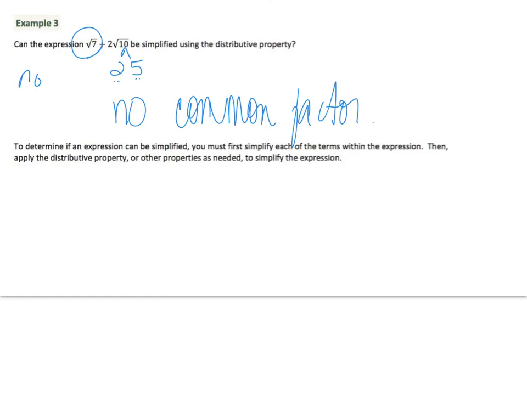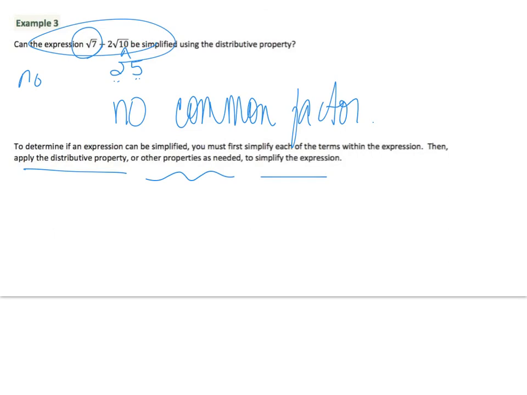To determine if an expression can be simplified, you must first simplify each of the terms within the expression, then apply the distributive property or other properties as needed to simplify the expression. So I tried to simplify this to get a common factor, and I couldn't find a common factor. And that's the lesson. That's awesome.